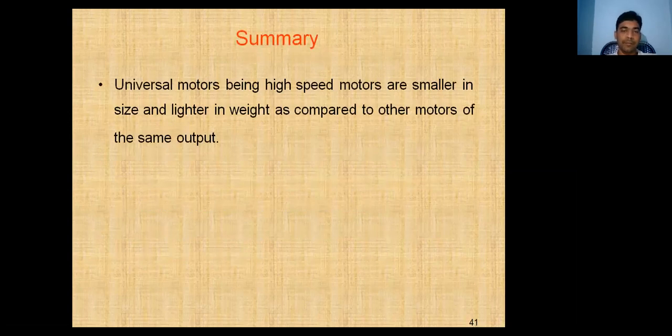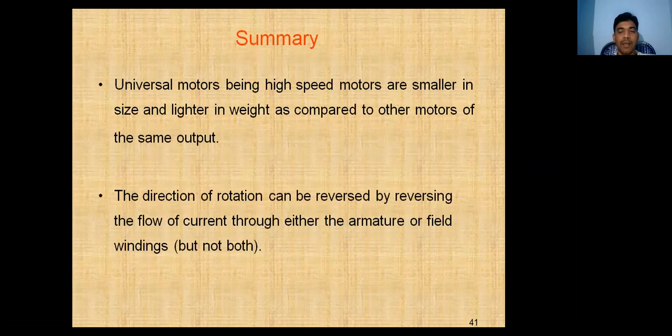Universal motors, being high speed motors, are smaller in size and lighter in weight as compared to other motors of the same output.